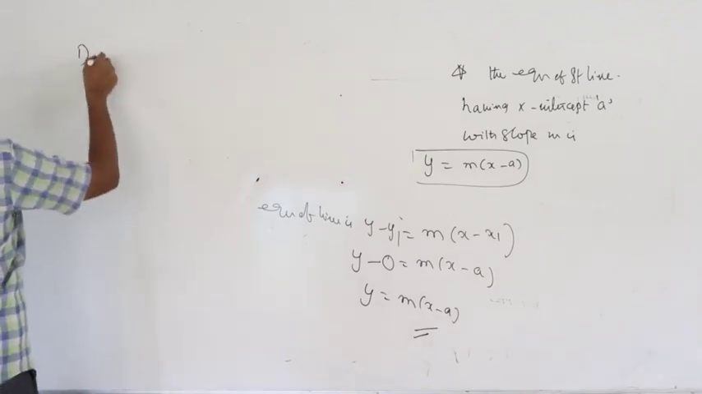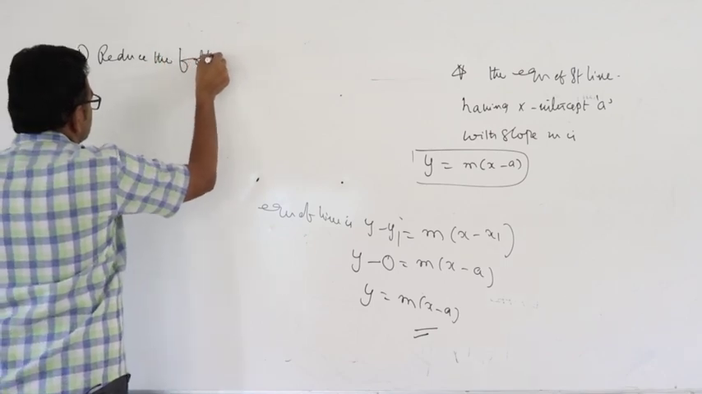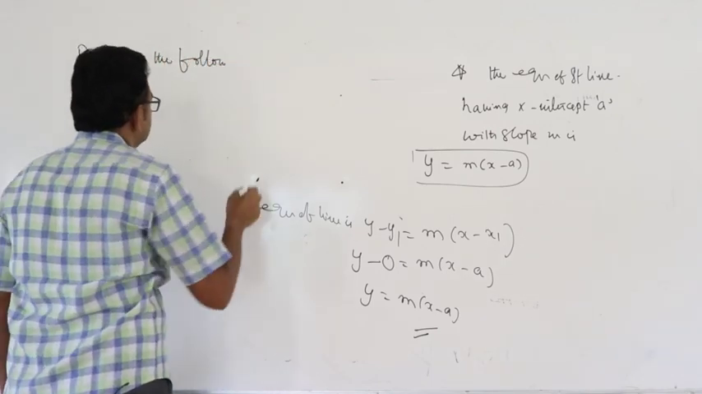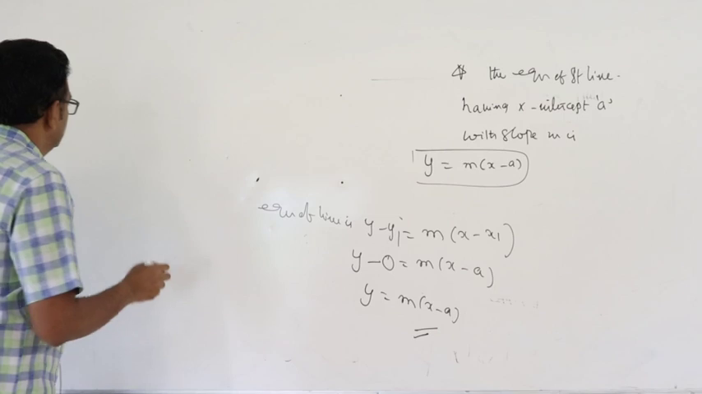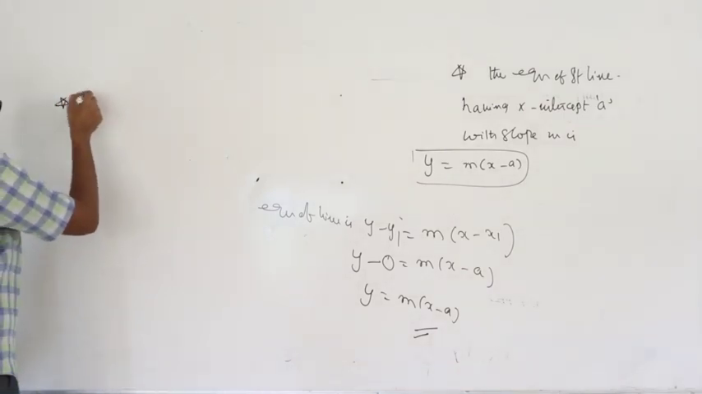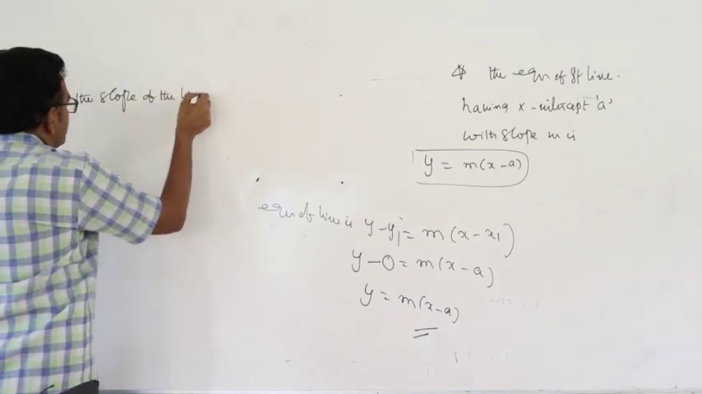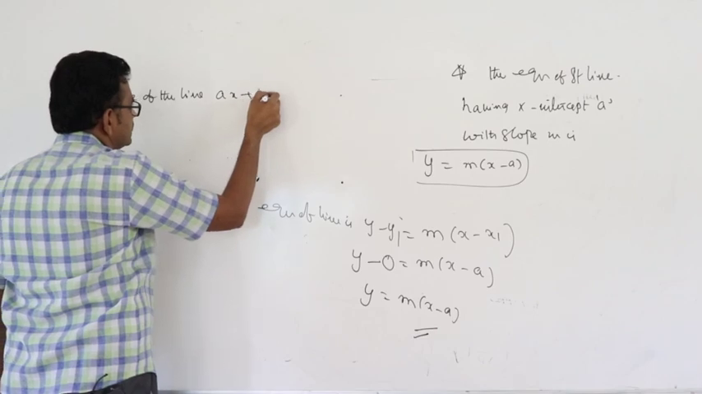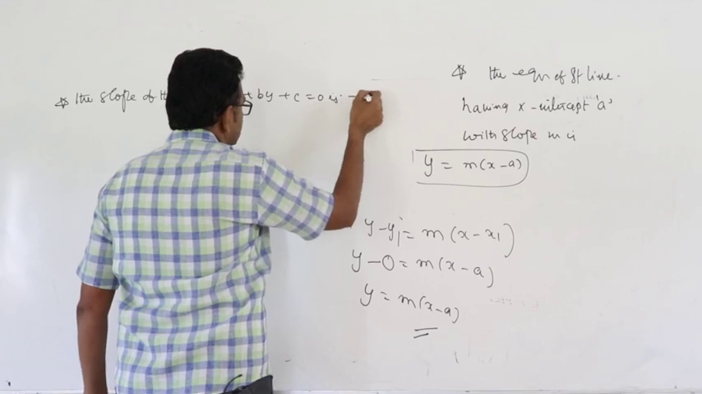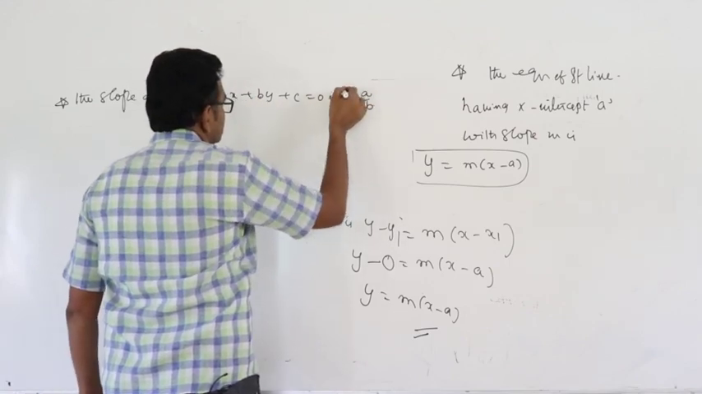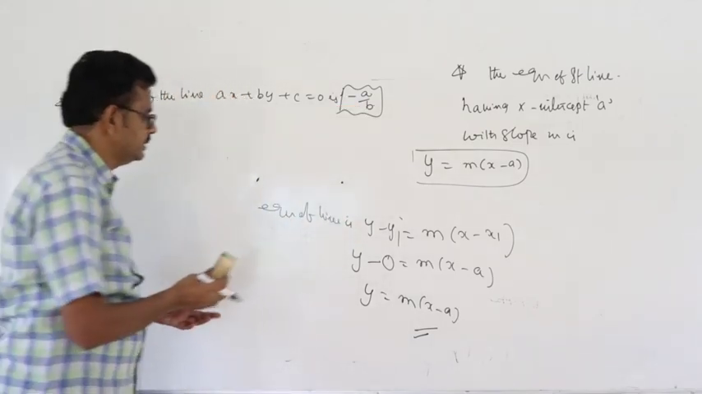Now, reduce the following, write down. Next point, the slope of the line ax plus by plus c equal to 0 is minus a by b. Slope of the line is minus a by b.